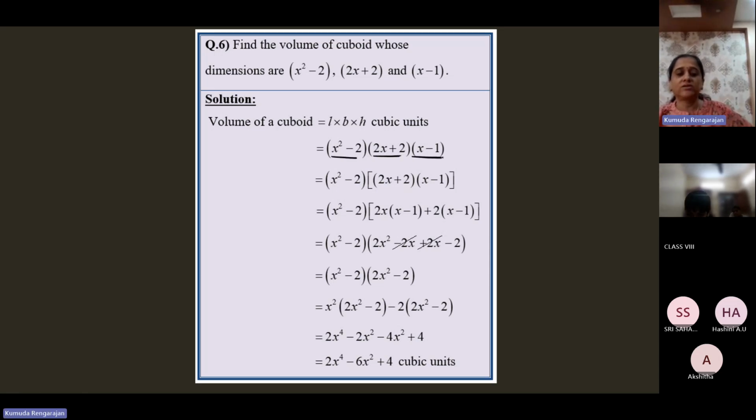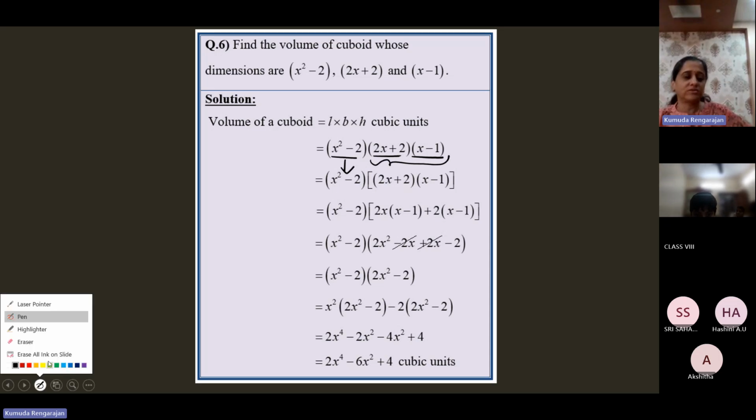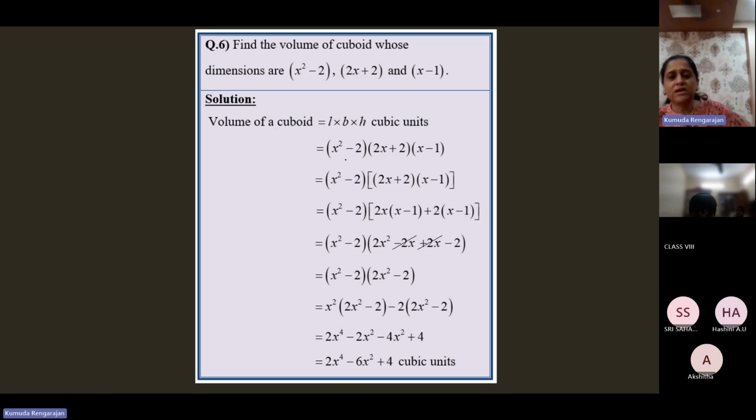So L into B into H. I have written this as it is. I have first found the product of these two expressions. You can do it anyways. I have found the product of these two expressions. How? First term into the second bracket, second term into second bracket. So you can see here, I've written this as it is, and then this is how you indicate that you're multiplying these two. See, I've written this in a square bracket, indicating that I'm multiplying these two first.